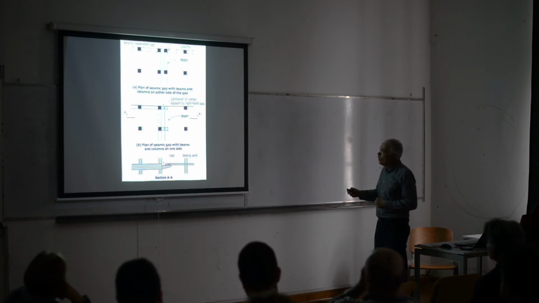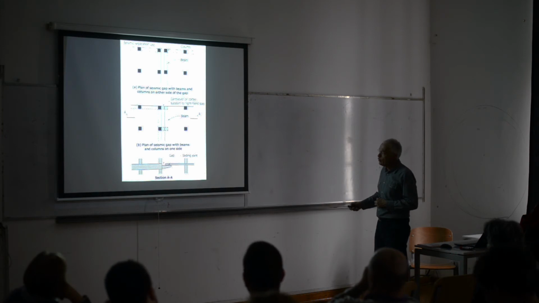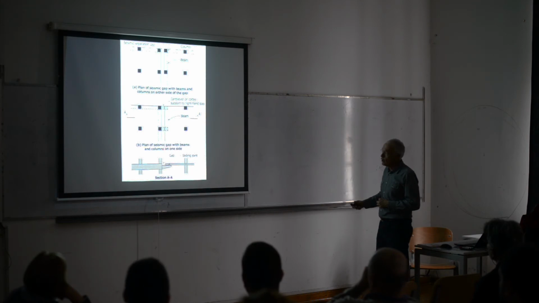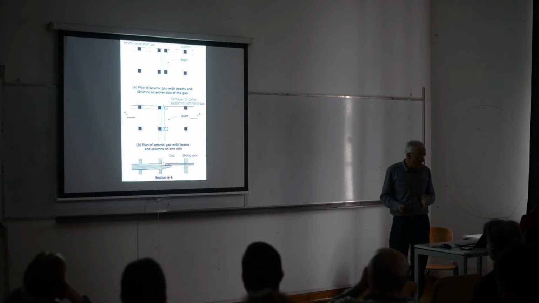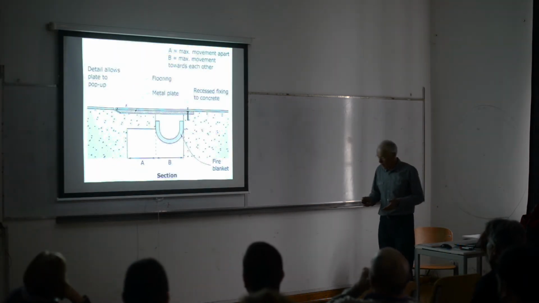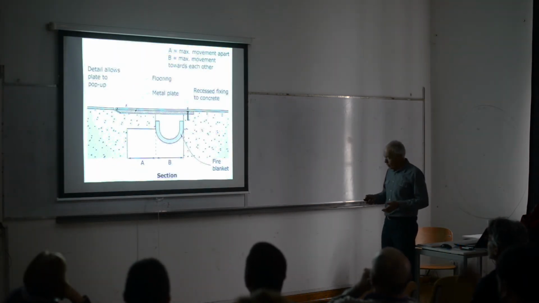Or you could avoid the second row of columns here by having your floor slab supported on corbels or cantilevers, and you could have a separation gap here. And so there are various alternatives for treating that gap and the gravity loads that occur. But the gap usually looks like this inside a building. This is the gap here, the seismic gap. It's usually covered with what we call a cover plate.